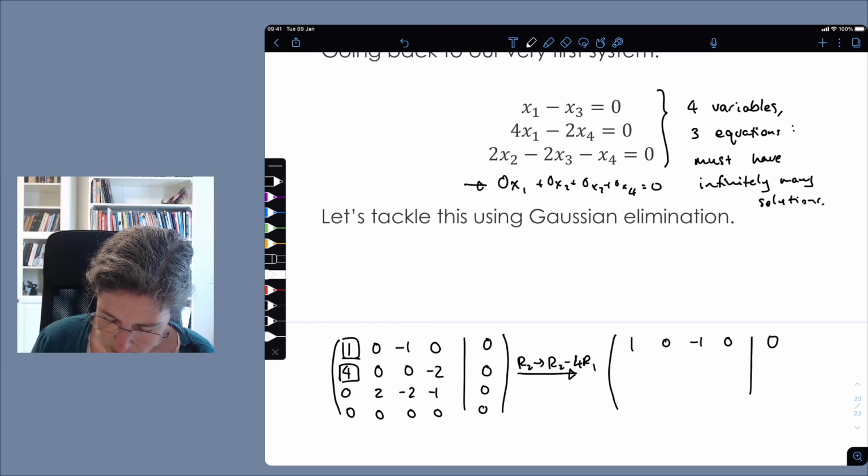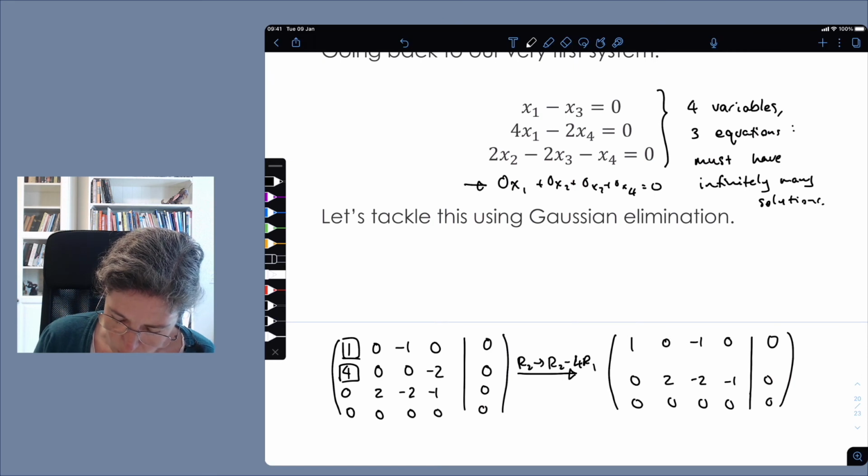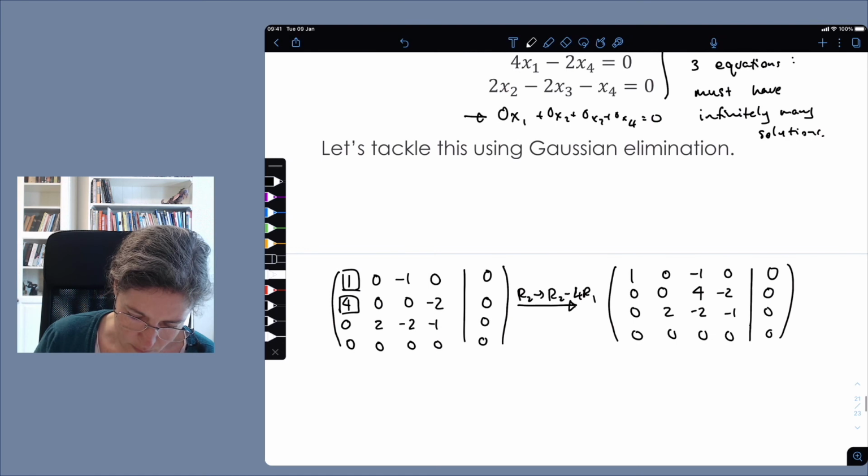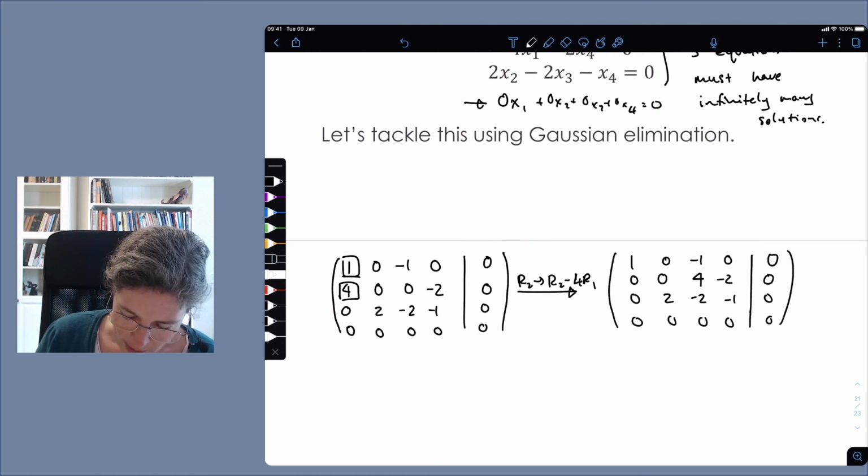So I'm writing down the things I'm not changing. So that's going to be a 4 minus 4, which is 0, 0 minus 0, which is 0, a 0 minus -4, so that's going to give me a 4, and a -2 minus 0, which is -2, and that's just a 0. Okay.